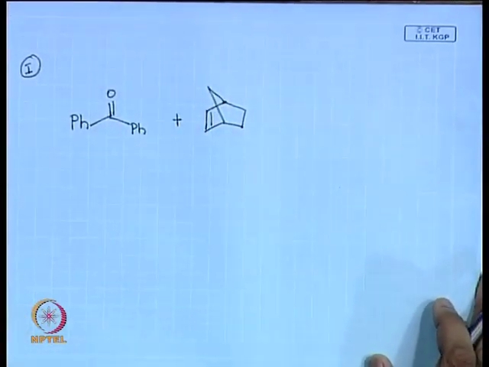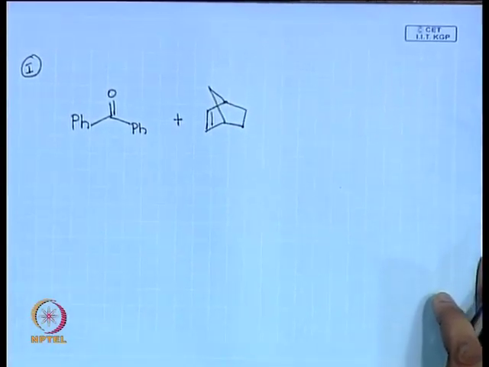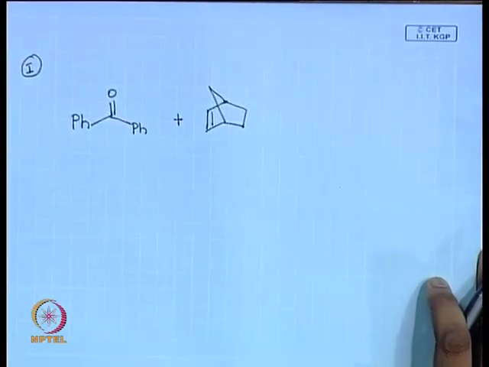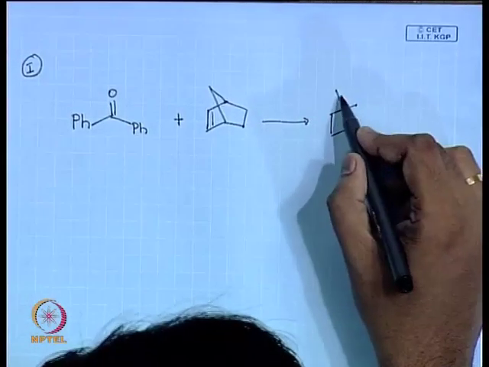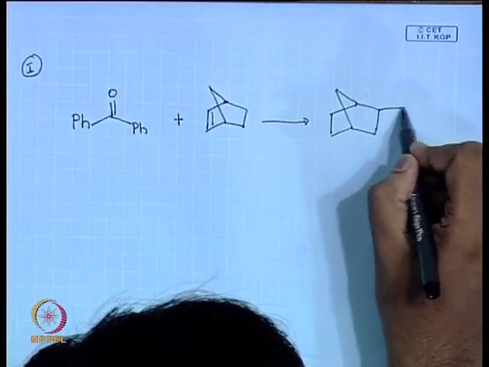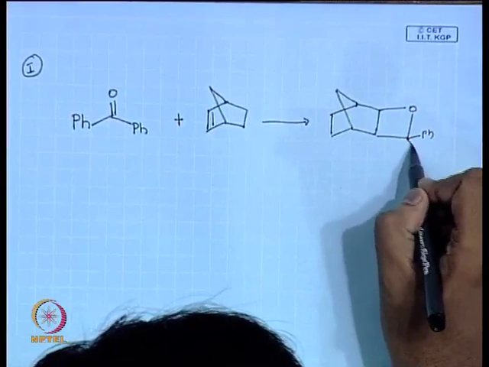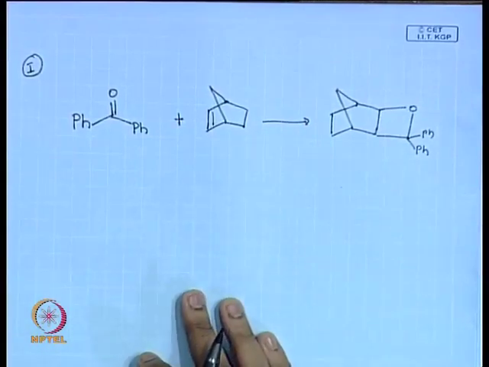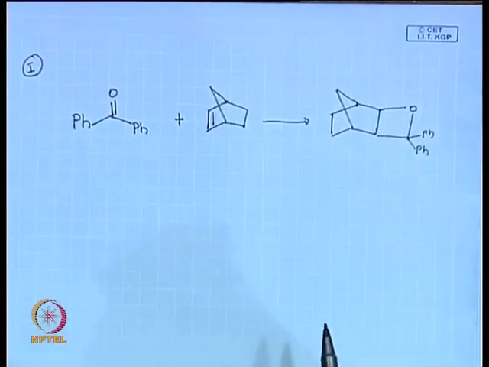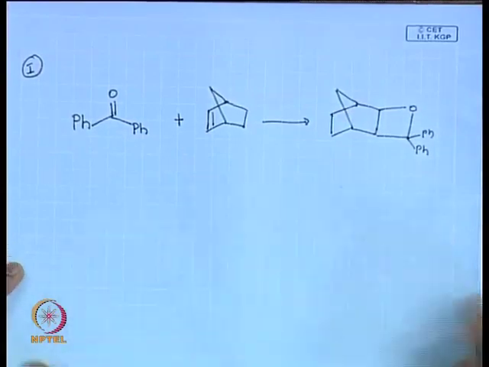I like to make examples more on bridged, like norbornane systems. So, what should be your product? Yeah, you have not written your products. So, what is your product? Oh, sorry, it should be the other. Yeah, but it's fine. Where do you get this? You think this is the product I can isolate?